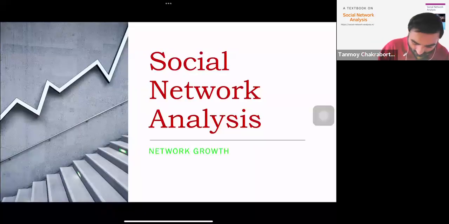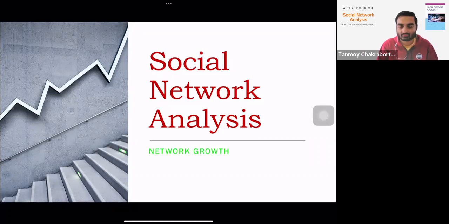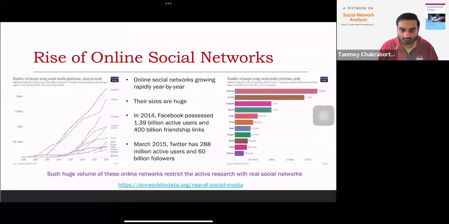Okay, so in today's lecture, we will talk about a very important topic, which is network growth model. Now, what is a network growth model? Why is it important to study, and why should we care about doing research on it? We'll discuss that here. We'll also discuss some of the typical network growth models that people generally use to mimic real world network structure.